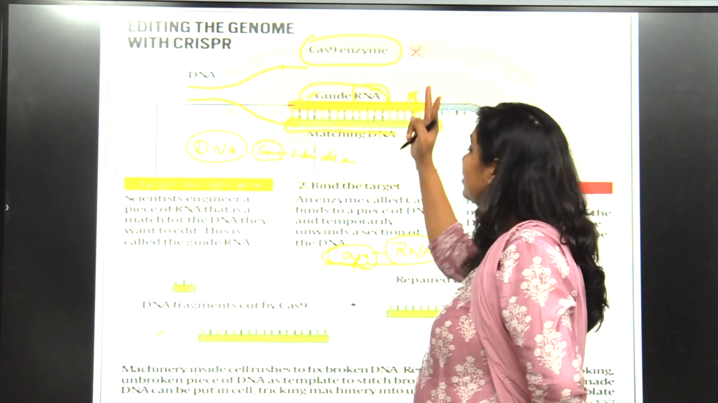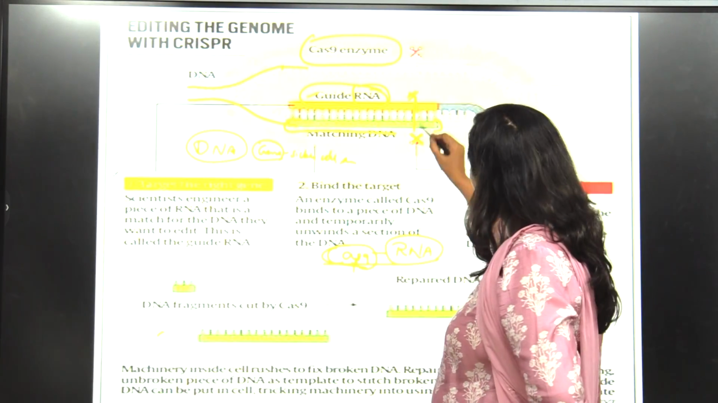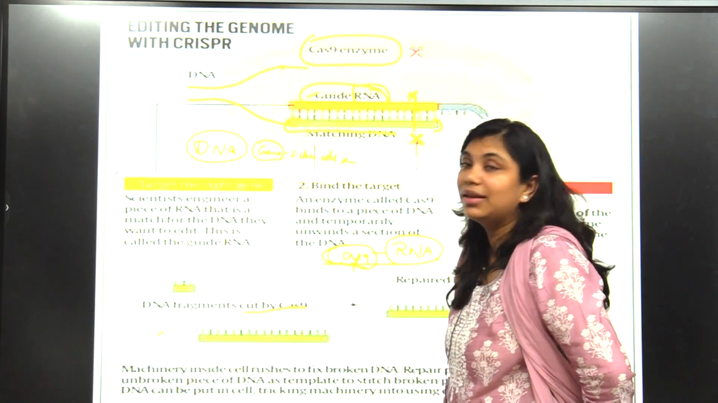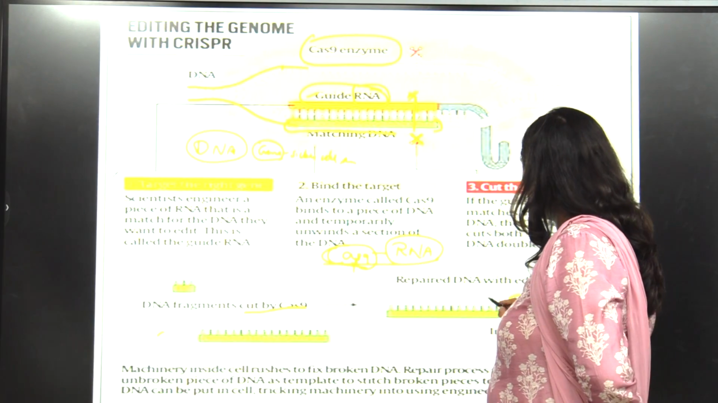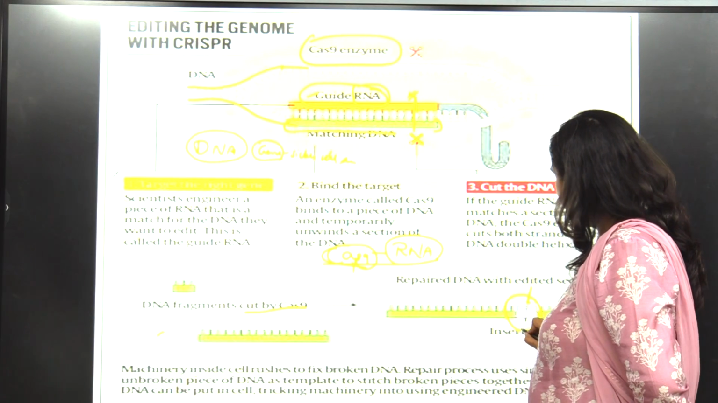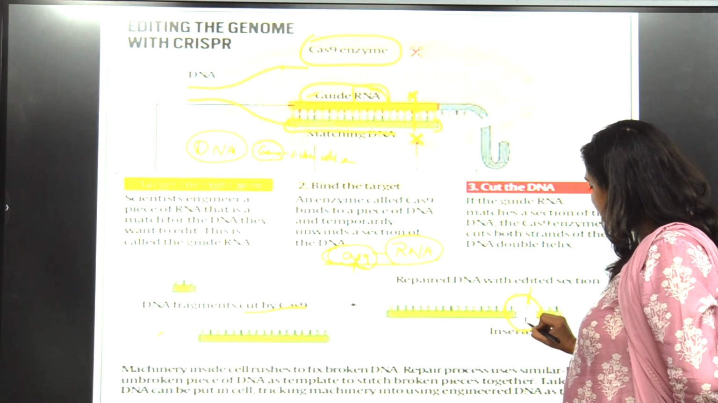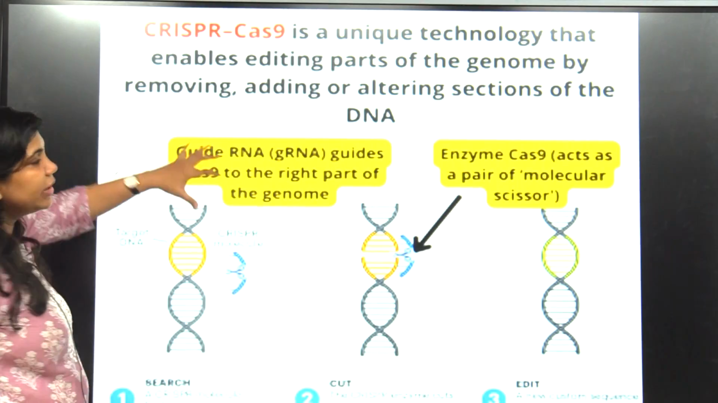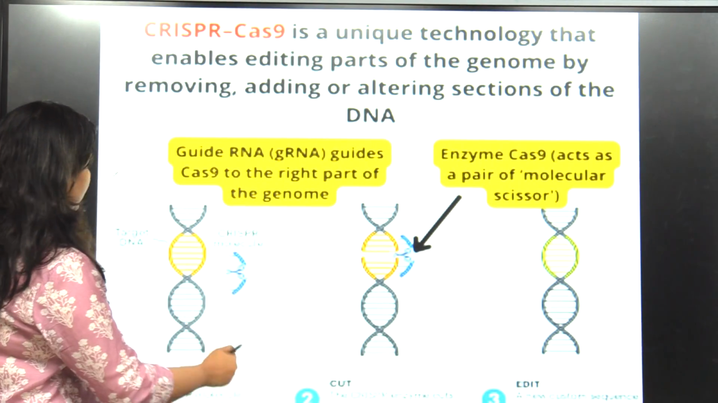When it cuts, it acts like a scissors. So when it was cut, it will have DNA fragments cut by Cas9. And then what will happen? While repairing, we'll use an inserted DNA for the edited section. So I'll give you another picture over here so you can understand it.